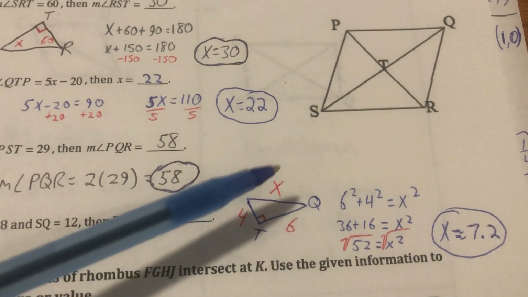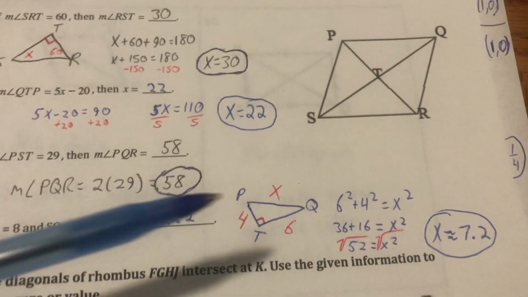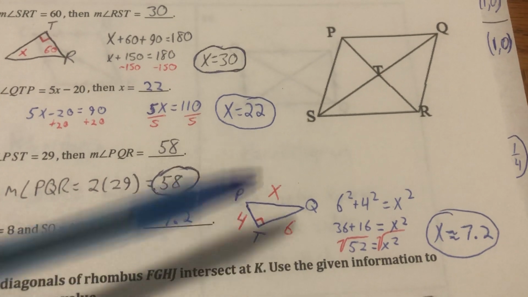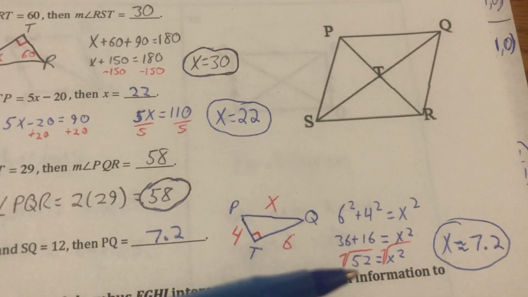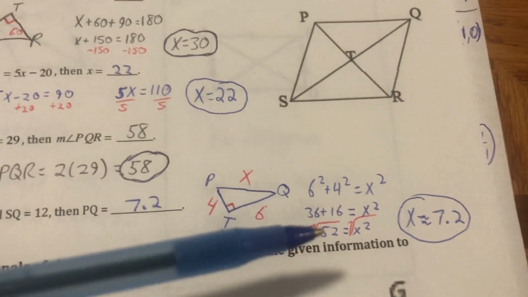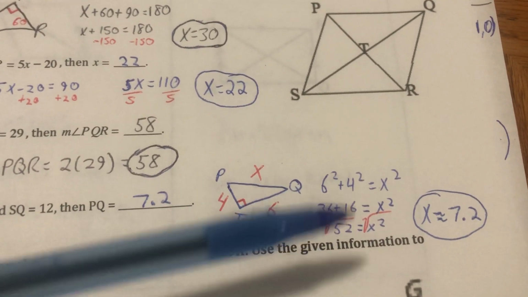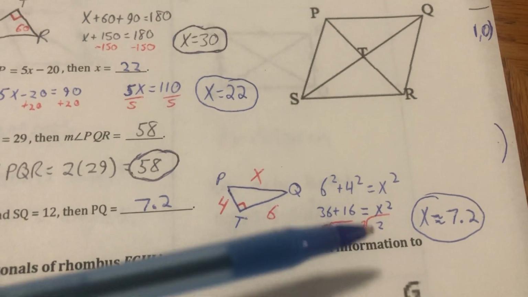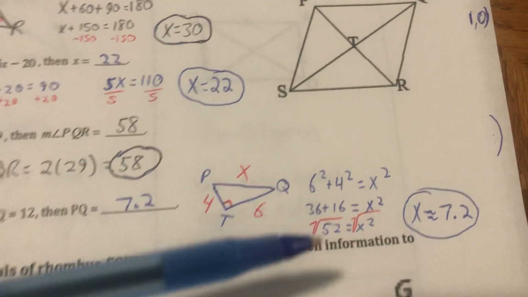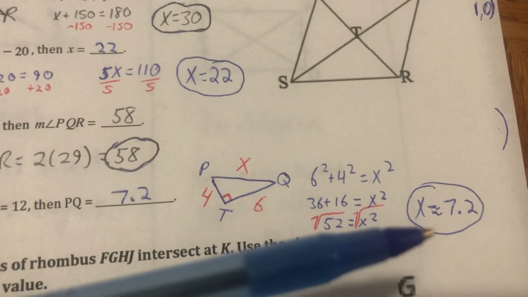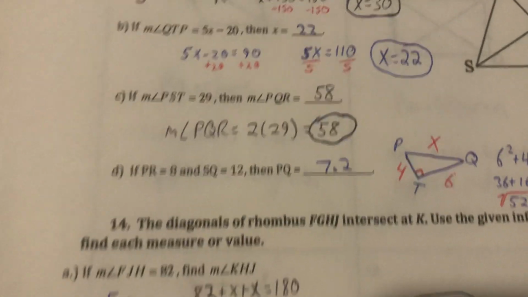We got 4, we got 6, we got a hypotenuse, and you can call that X. So we're going to be able to use the Pythagorean theorem. 6 squared plus 4 squared equals X squared. And we solve that out. We got 52 equals X squared. We have to take the square root of each side, because remember, we're not looking for X squared. We're looking for X, and the square root cancels a square. So the square root of 52 should be about 7.2 when you round that.